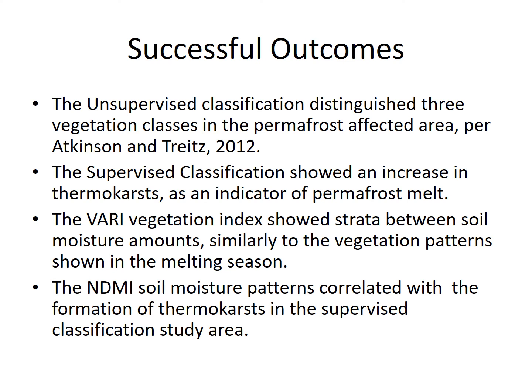So what went well? Basically, the unsupervised classification distinguished the 3 vegetation classes in the Atkinson and Treats paper. The supervised classification showed an increase in thermokarst, which indicates the melted permafrost. The VARI vegetation index showed the strata between soil and moisture amounts in the same way that the vegetation patterns were shown in the melting season. And also the NDMI soil moisture patterns correlated with the formation of thermokarst in the supervised classification study area.